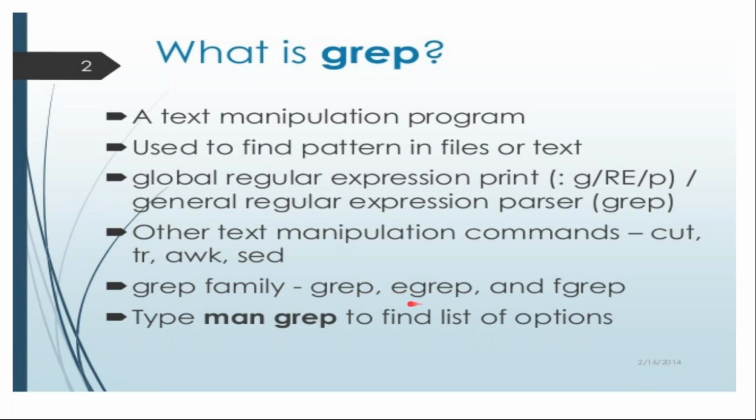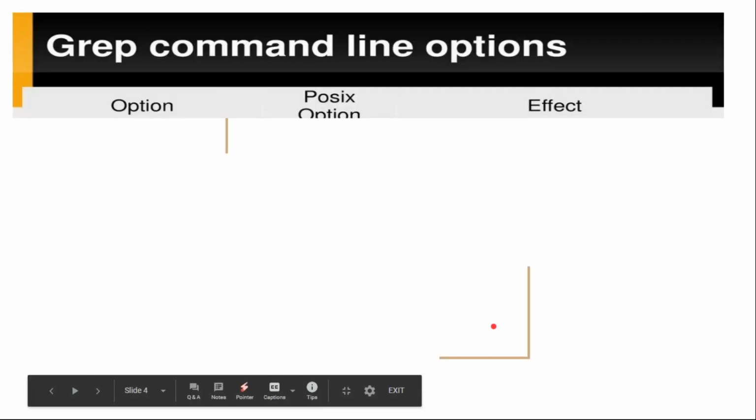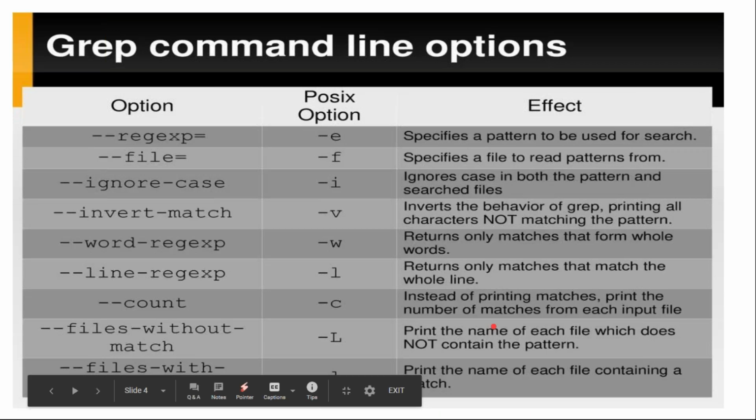The grep family contains other things like egrep and fgrep. For example, if you want to search text on the command prompt, that is egrep, and if you want to search using a file, then you go for fgrep. Fine. So you will check out a few options for grep. Now these are the few options for grep.